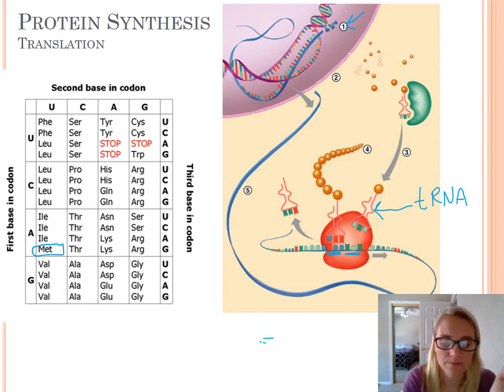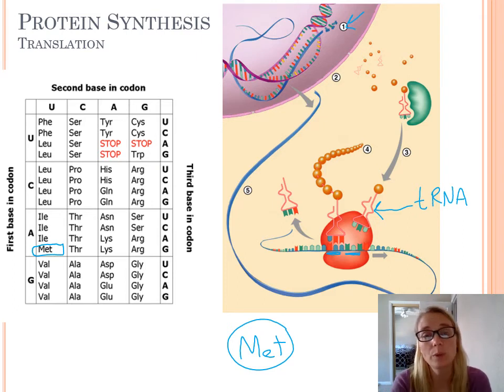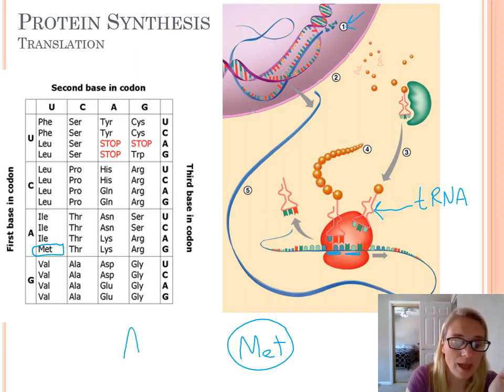And if we have our amino acid methionine, if we need that one, it's not letting me draw an E. Let me try a little bit bigger. M-E-T, there we go. So if our amino acid is methionine, and that's what we need to bring into the ribosome, our mRNA sequence should be A, U, G.